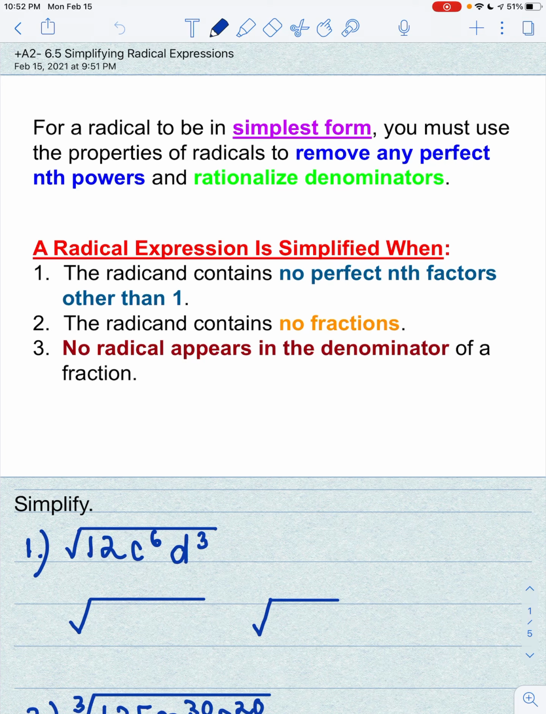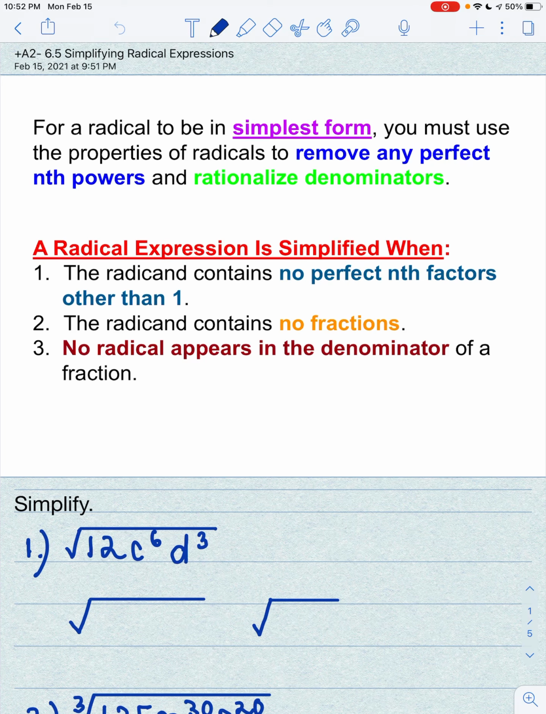And so you can see from our PowerPoint, it says for a radical to be in simplest form, you must use the properties of radicals to remove any perfect nth powers and rationalize denominators. You might want your half sheet orange sheet that has all the perfect nth powers handy as you do this, and learn those so that it makes things easier.